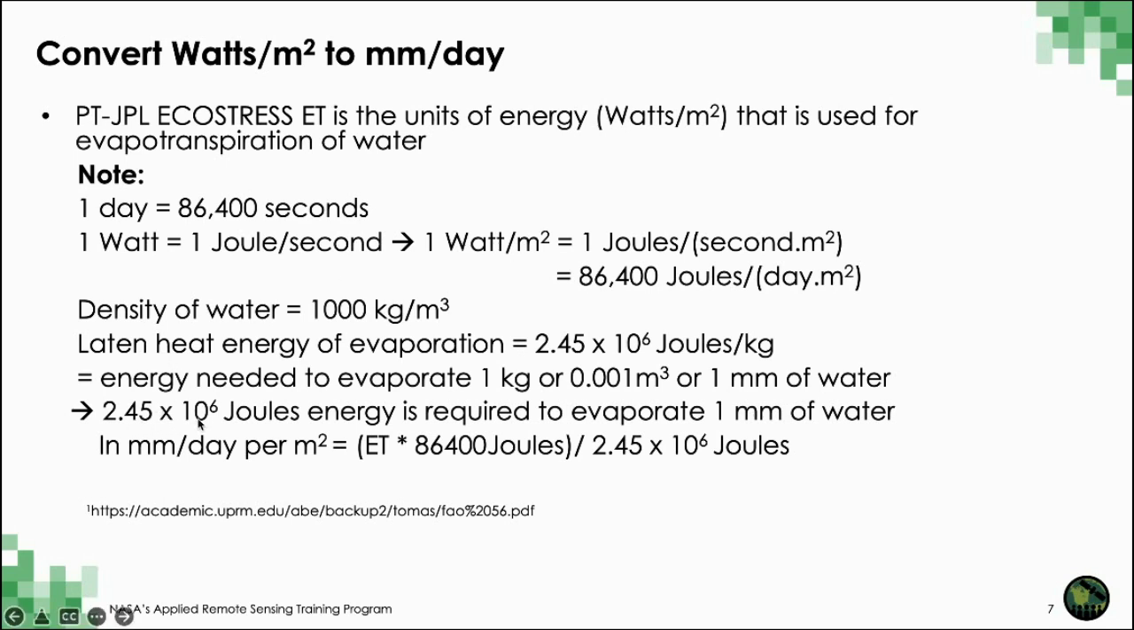So 2.45 times 10 to the 6 joules of energy is required to evaporate 1 millimeter of water. If we want to convert watts per meter squared to millimeters per day, you first convert watts to joules per day, and then divide by the energy in joules required to evaporate water of this volume or depth. When you work through this factor, you get evapotranspiration in millimeters per day. And you can look at this document here from FAO. It describes how this conversion is done.